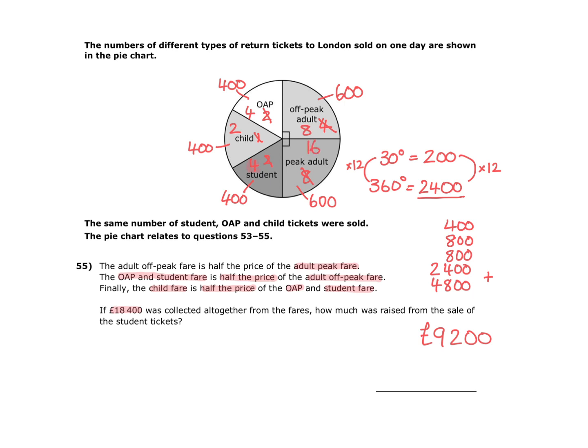Now we know the price of the student tickets and we know how many of them were sold, we can say that 400 tickets sold for £4 each would be 400 times 4, which is £1,600. So this is how much was raised from the sale of the student tickets.